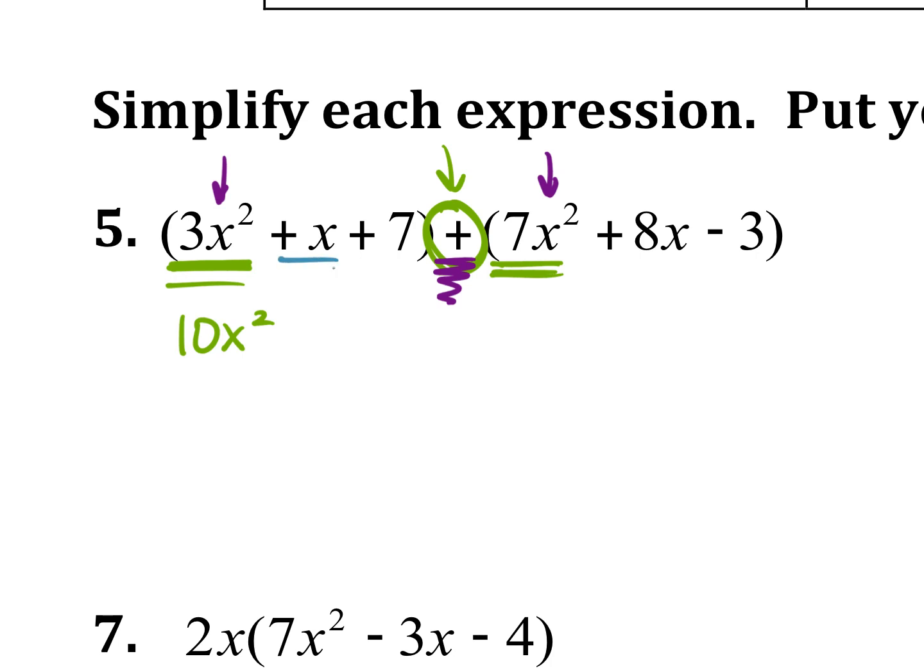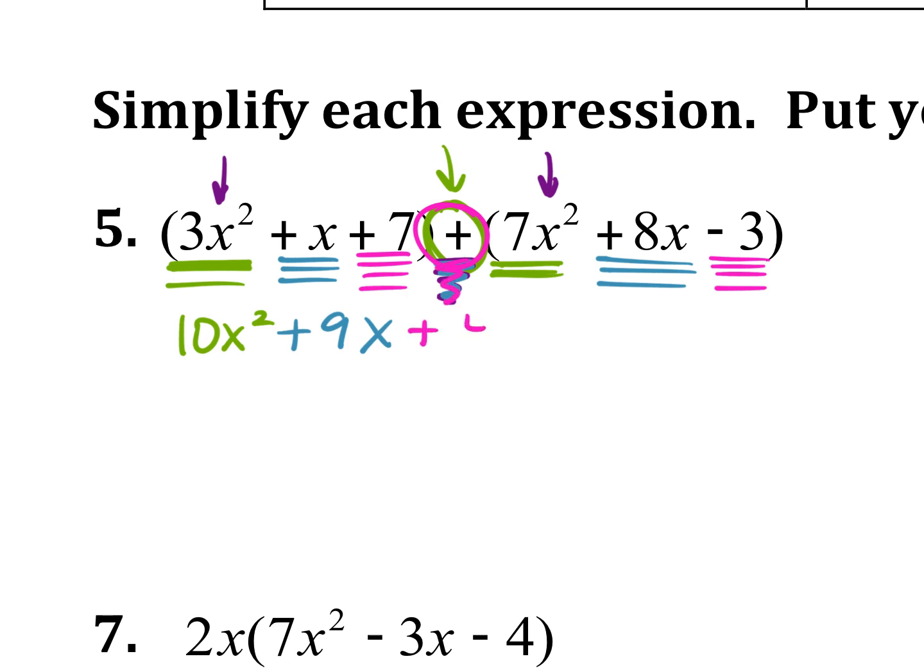Then you go to your x and your 8x, and again, we're adding them. What does that become? 9x. Okay, and then your last one, you have a 7 and a -3, and again, you're adding. So 7 plus -3 is a positive 4. Yeah, so 2 to 1 to nothing, right? That's descending order.